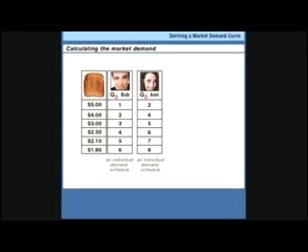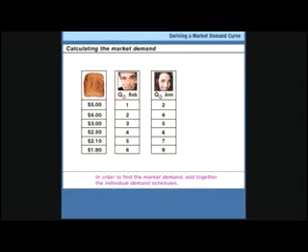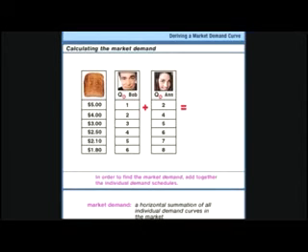Suppose now that Bob and Ann are the only buyers in this market. In order to find the market demand for bread, we need to add together their individual demands. So to find the market demand for bread, take the quantity of bread that Bob demands at each price and add to it the quantity of bread that Ann demands at each price. That will give you the market demand for bread. So at a price of $5, Bob wants 1 loaf of bread per week. Ann wants 2 loaves of bread per week for a total of 3 loaves of bread in the market.